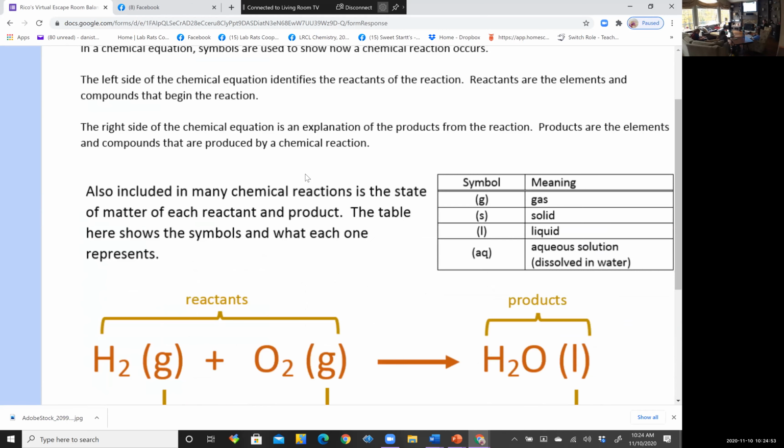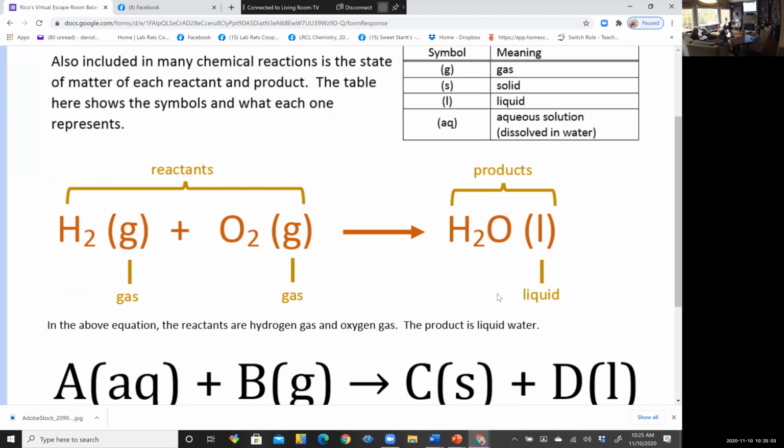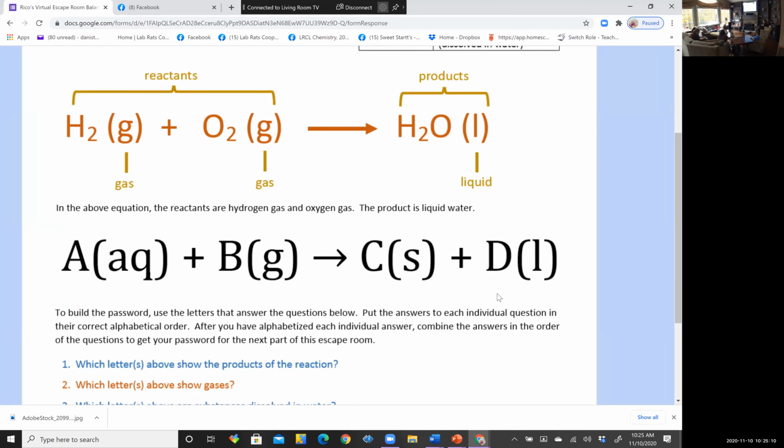Also included in many of the reactions is the state of matter, right? And this table shows the symbols. So you have your gas, solid, liquid, and aqueous, which would mean it's dissolved in water. Reactants, products, there's a good diagram, right? In the above equation, the reactants are hydrogen gas and oxygen gas.